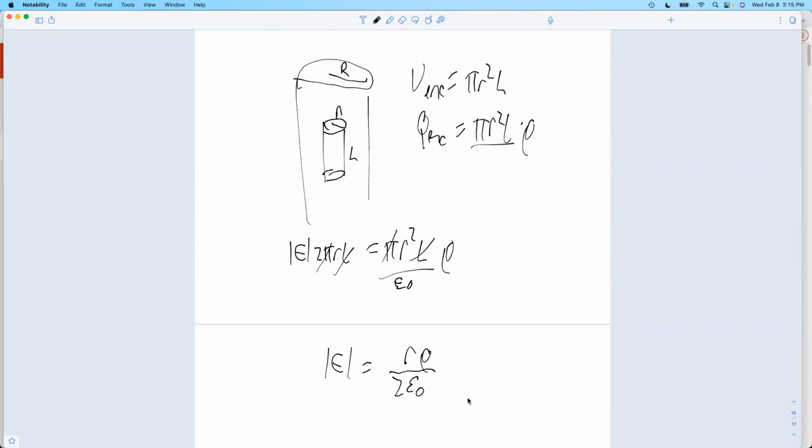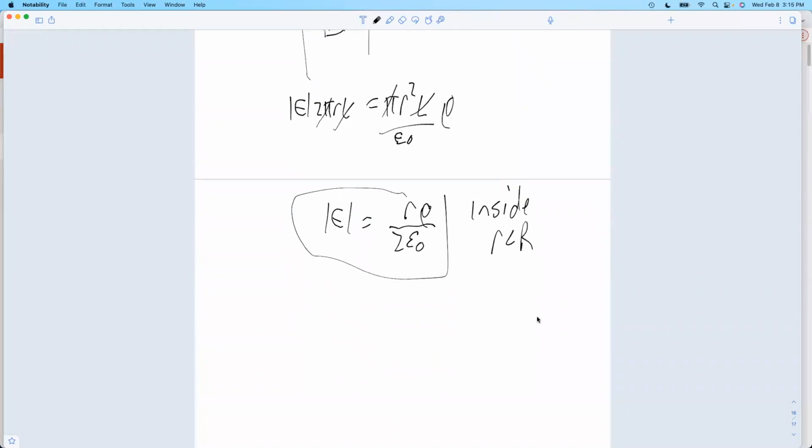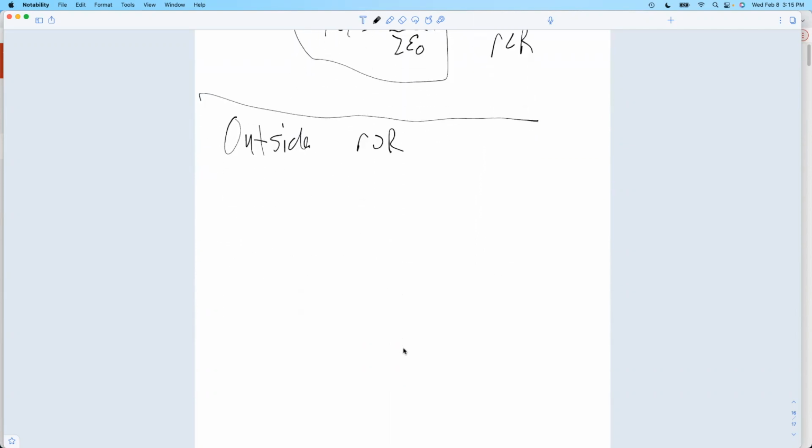Okay, so this is inside again. I'm only halfway done. This is inside the cylinder, that's for R less than capital R. Now let's do outside, R bigger than capital R. So I got to draw a brand new picture here. That old picture isn't going to work. And this is where people get this one wrong.